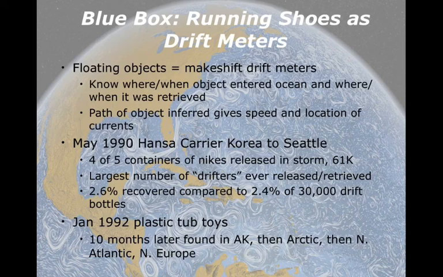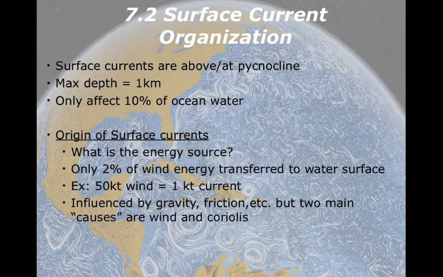But using these floating objects was a way to really accurately trace currents, direction, and speed long before we had satellites that could do so. Next one, we're going to talk about surface currents.